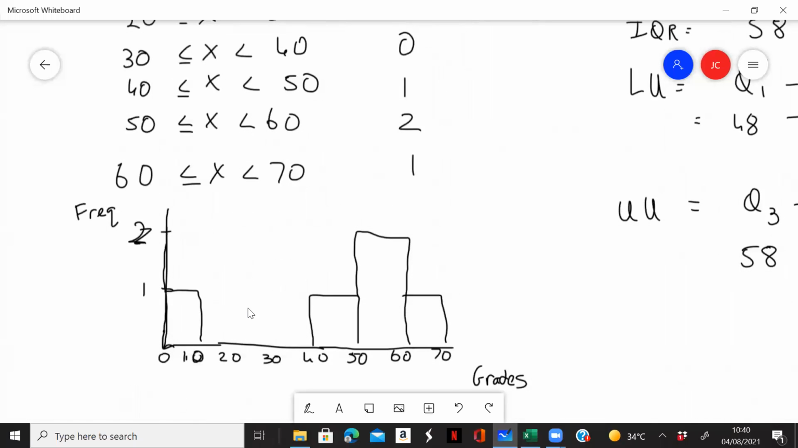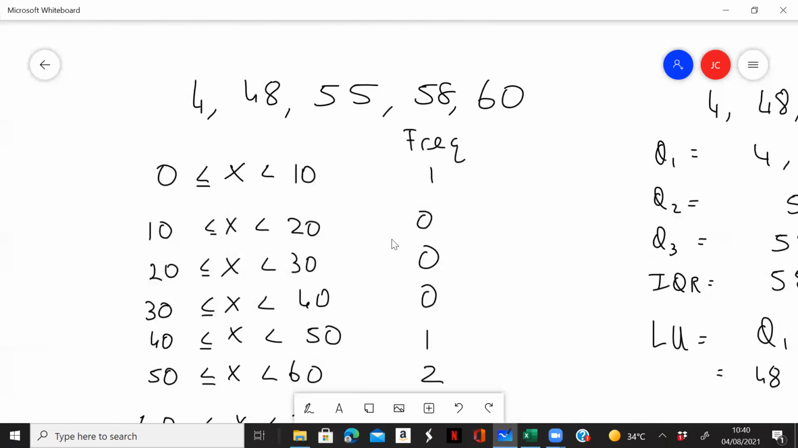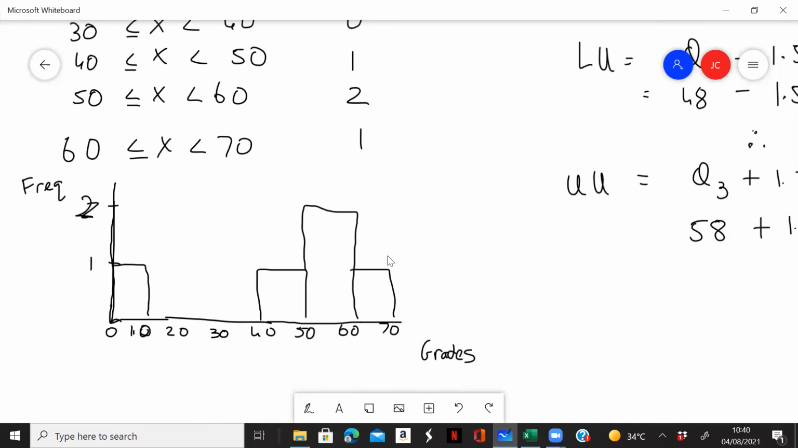So here, I simply draw nothing. Then from 40 and 50, I had 1, which was 48. From 50 and 60, I had 2 numbers, which were 55 and 58. And from 60 to 70, I had 1 number. What is this picture telling me? My numbers are pretty bunched up between 40 and 70.